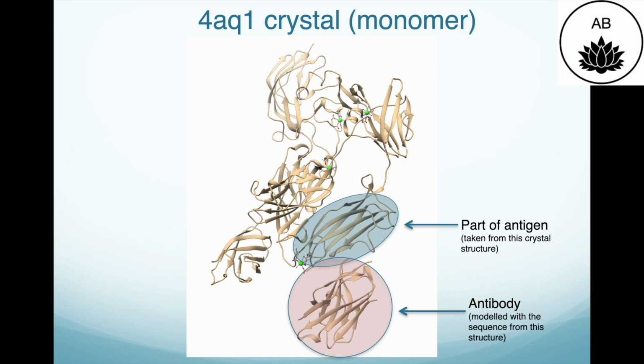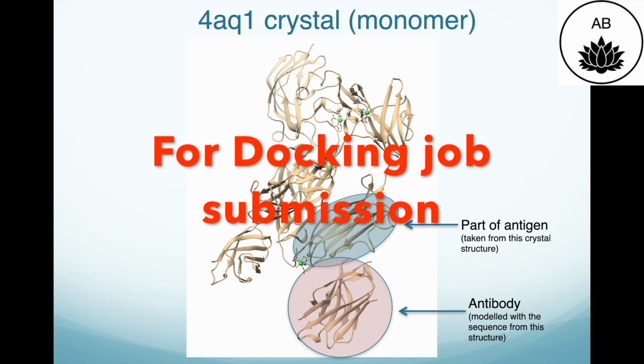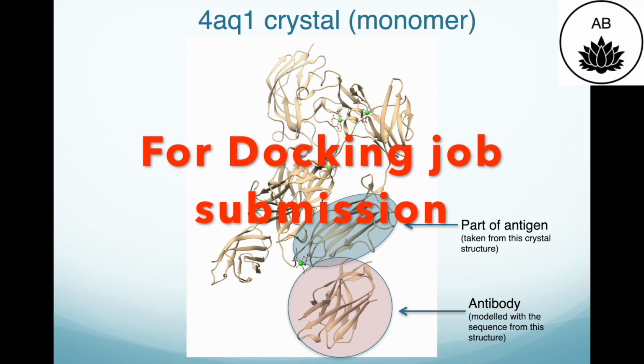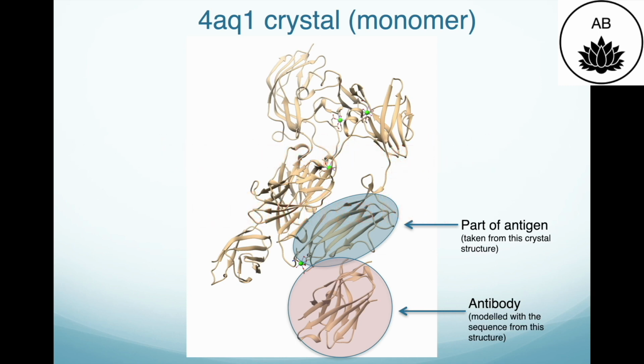Before I submitted my docking jobs, it was just for exercise purposes. I needed the antigen structure and the antibody structure, right? So for the antigen, I took the coordinates from the 4AQ1 crystal that you see over here shaded in blue. And for the antibody, I got its 3D coordinates by building a homology model using the protein sequence from part of the structure, which is shaded in pink here.